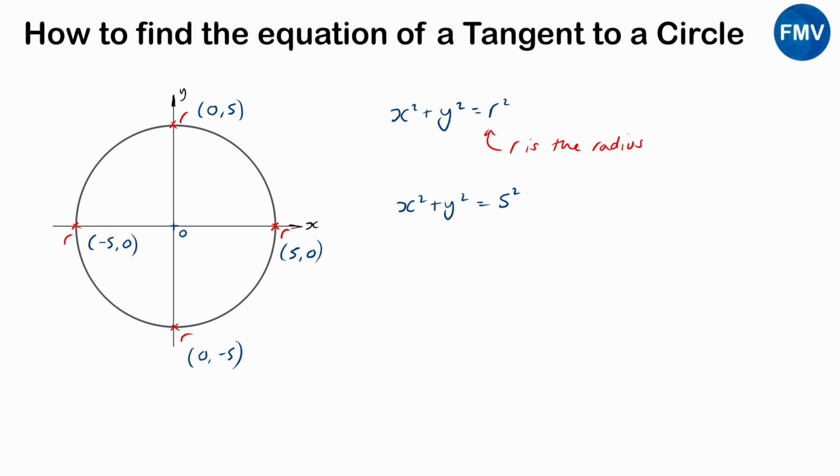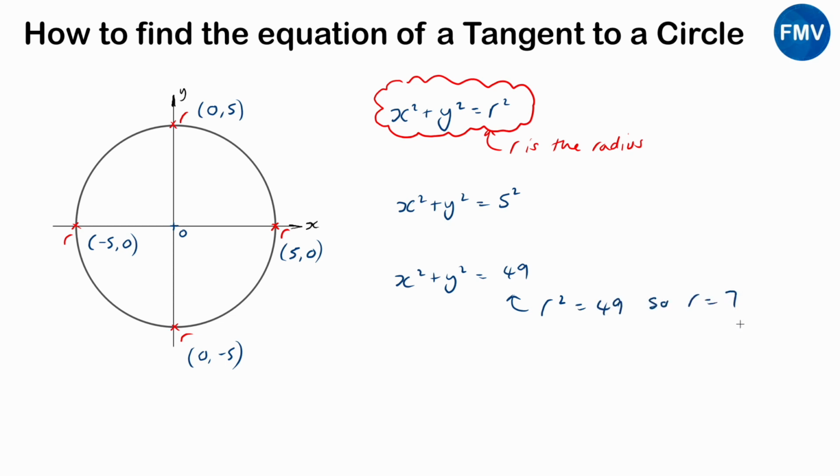So the key thing here to remember is this formula and to know that r is the radius. Now you don't always get given r squared. You might get given something like this: x squared plus y squared equals 49. And in this case, you need to understand that r squared is equal to 49. So in this case, the radius is equal to 7.